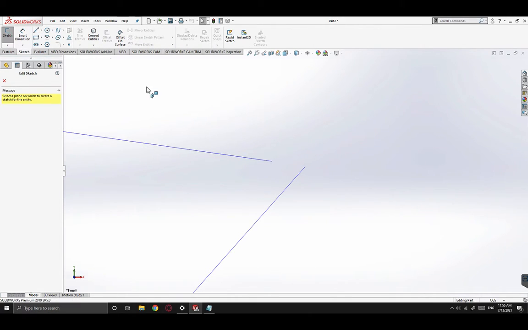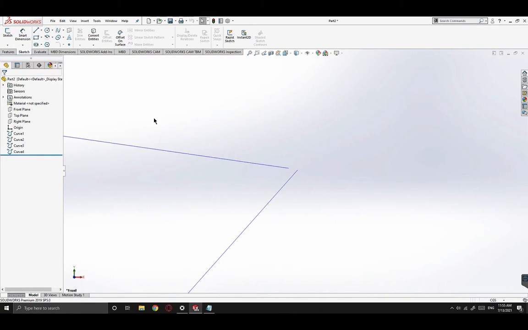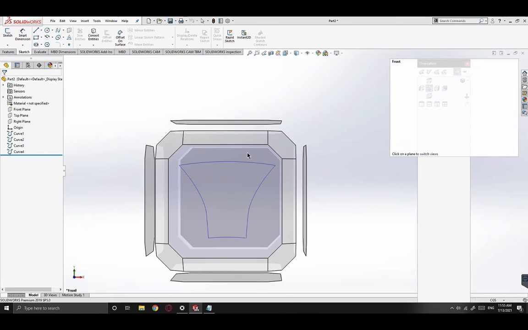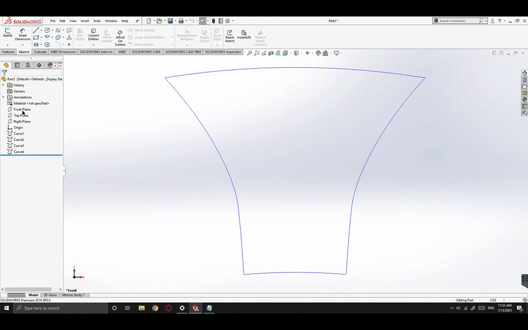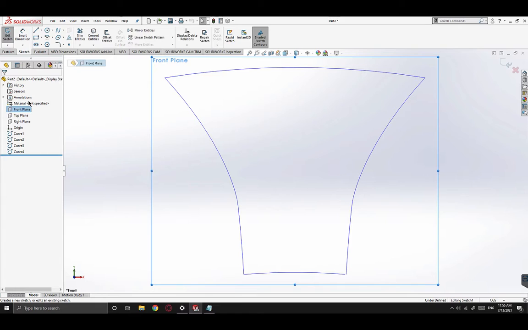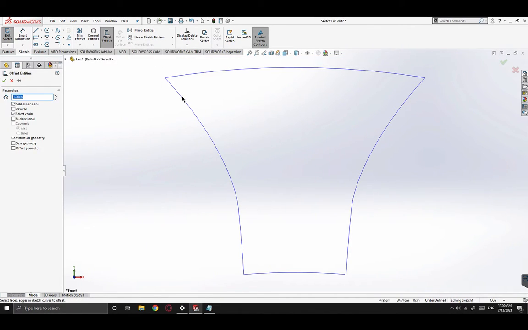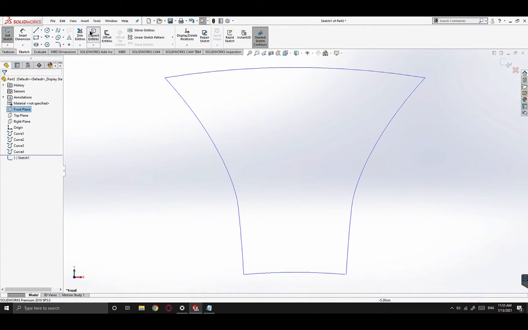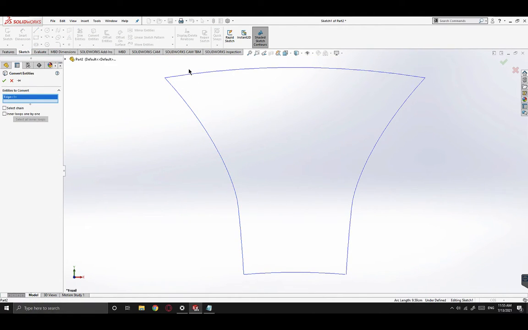So we go here. Yeah, of course, there's another thing I did not do. You first go here, and this is the front plane, right? Create a sketch, then offset entities. I'm sorry, I mean convert entities. This, because these are curves, not part of a sketch. This, done.